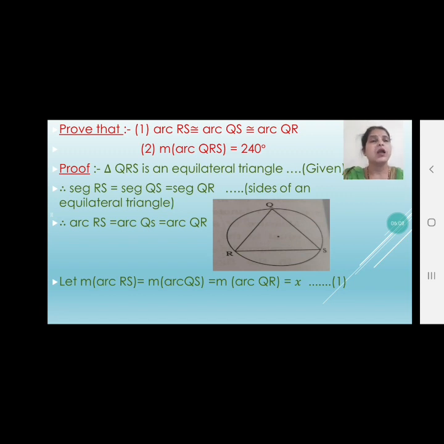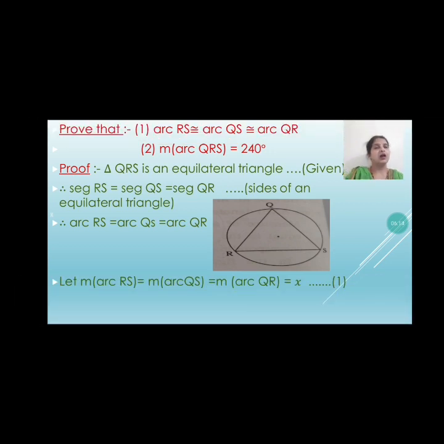Next problem. Here triangle QRS is given to us as an equilateral triangle, and we have to prove that arc QR is equal to arc RS is equal to arc QS. Okay. Now what is given to us? Given part is triangle RSQ is an equilateral triangle. So the sides will be equal. As sides are equal, so side RQ is equal to side RS is equal to side QS.